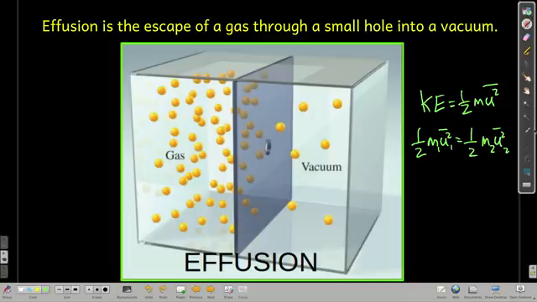Now, because it's moving faster, it's going to randomly hit this hole more often, and that means the passage of the lighter gas from the left to right will be more rapid than the passage of the heavier gas.